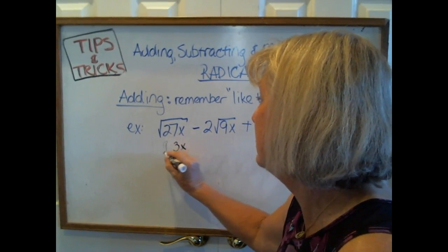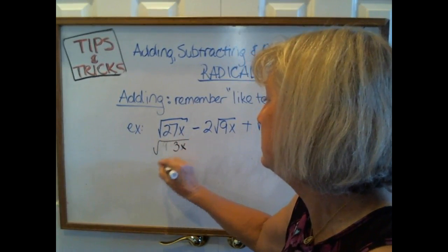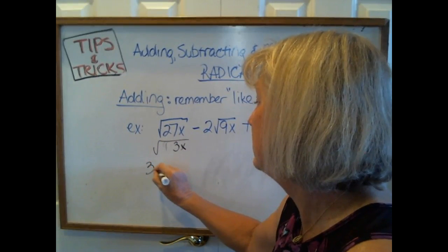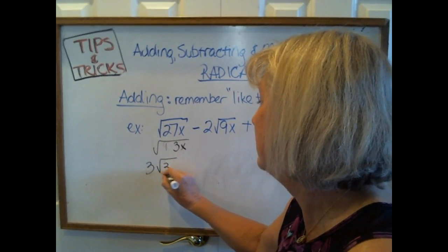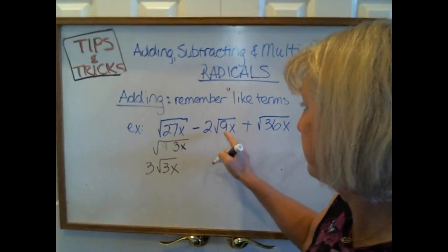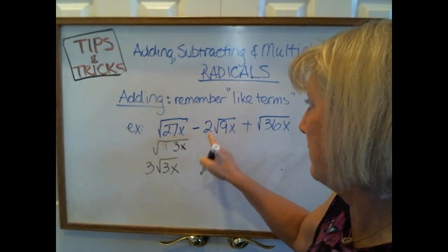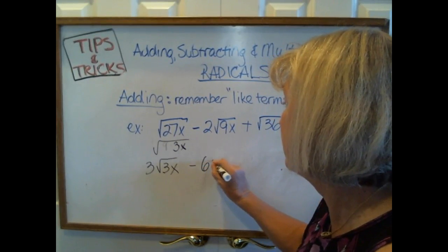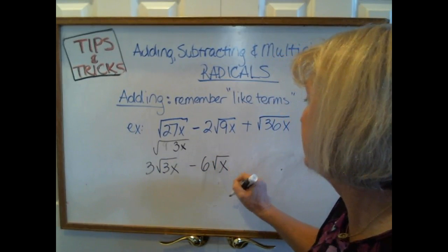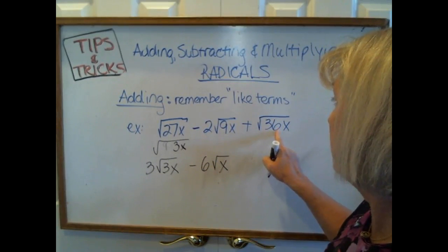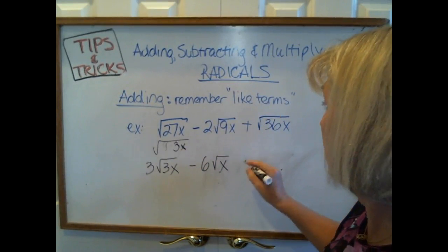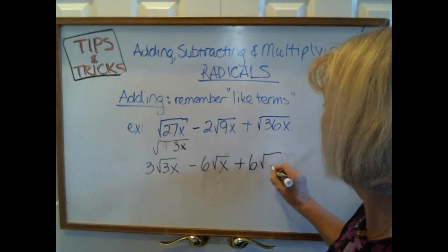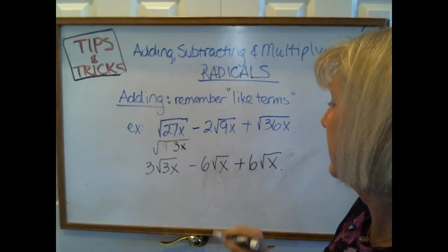So we have 9 times 3 times x, and it's a square root, so the 9 comes out as a 3. So we have 3 times the square root of 3x for this one. This 9 will come out as a 3 and multiply that 2. So this is going to be minus 6 square root x. And this one, the 36 can come out, so that's plus a 6 square root x.